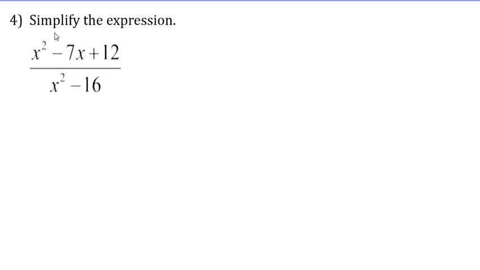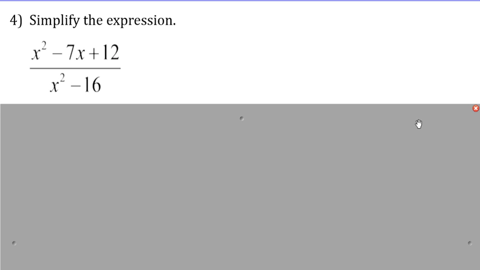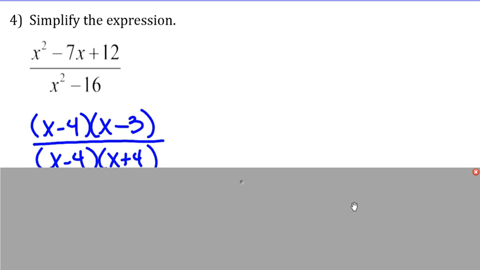numerator. Leading coefficient times the constant. What times what gives you 12? and what plus what gives you negative 7. We could use a negative 3 and a negative 4 to meet both of those requirements. So our factors would be x minus 4 times x minus 3. Our denominator, leading coefficient times your constant, what times what gives you negative 16, and what plus what gives you 0. Well, we could use a positive 4 and a negative 4. So here's our factored form.